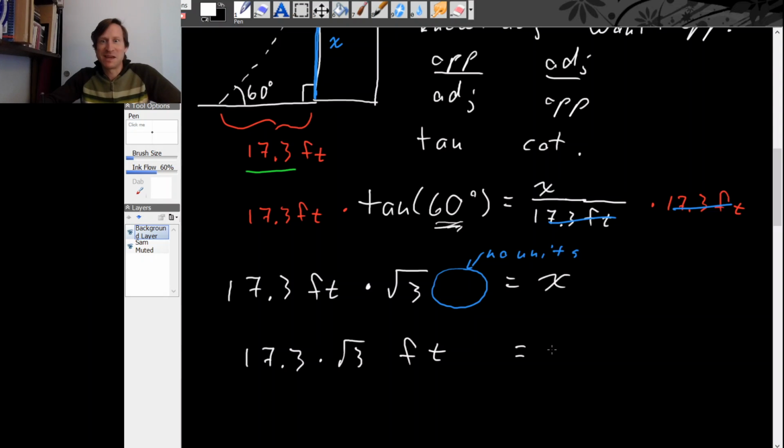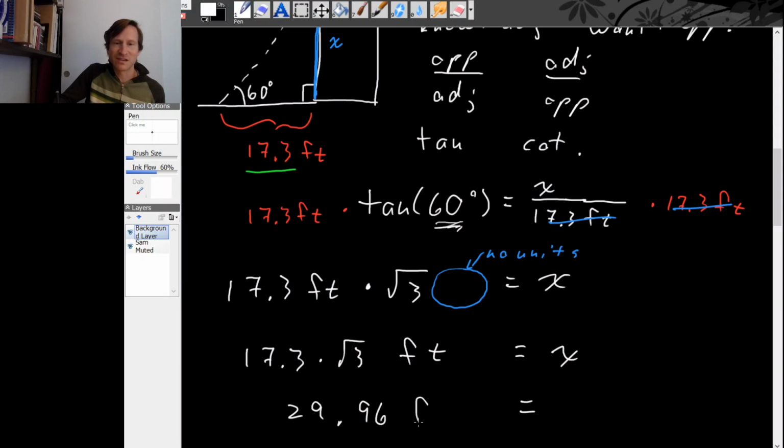So everything makes sense. Okay, so this unknown side is the square root of 3 times 17.3. So 17.3 times square root of 3. That turns out to be 29.96 feet. So almost 30 feet. A floor is about 10 feet, so I guess this is a 3-story building.